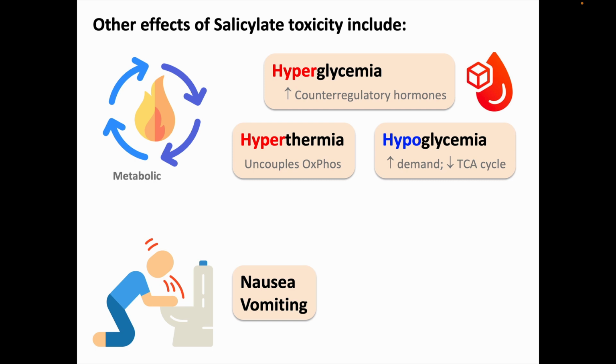Salicylate can also uncouple oxidative phosphorylation in the mitochondria, impairing the efficiency of ATP production and releasing energy as heat, resulting in hyperthermia. So that's a bit ironic in that a drug commonly used to reduce fever can instead, in overdose, raise the body temperature. With regard to GI effects from acute toxicity, nausea and vomiting are common, contributing toward fluid depletion.